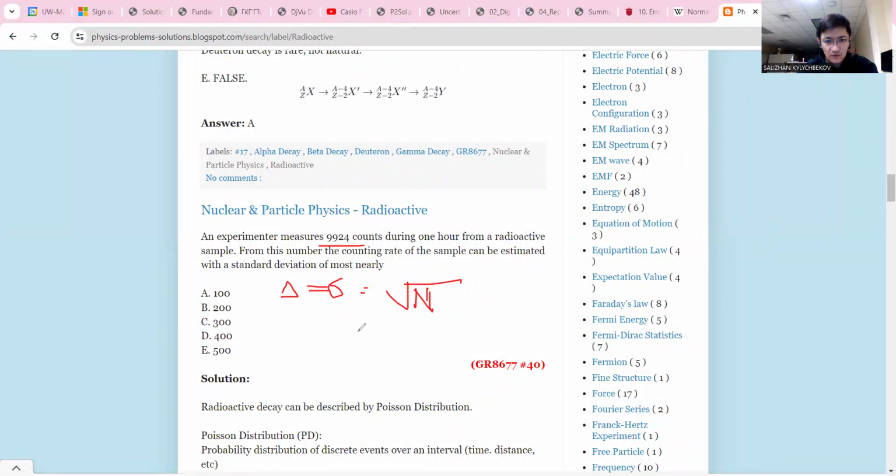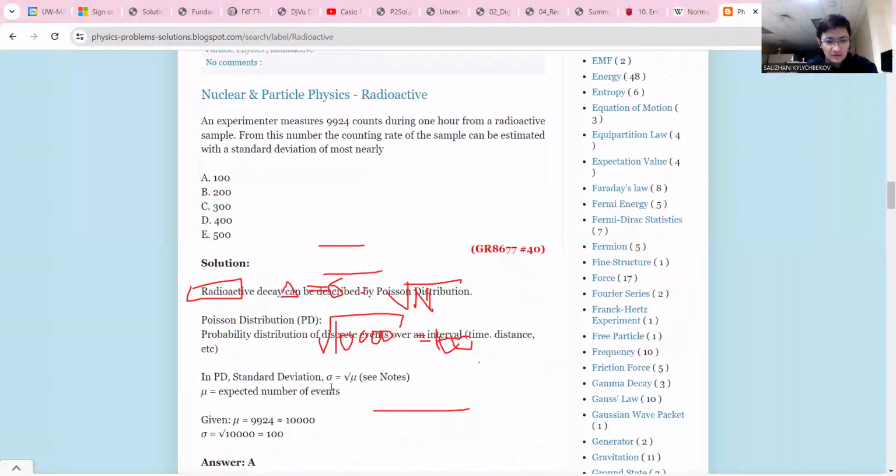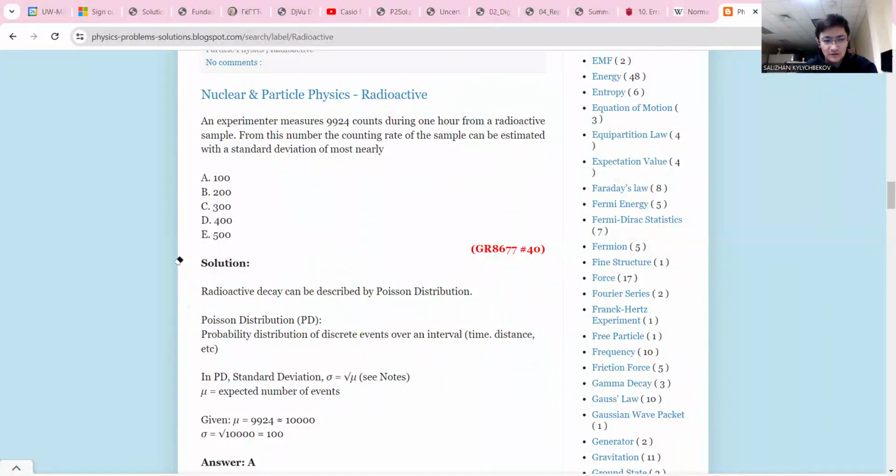So you have around 10,000 counts. Take the square root, it is around 100. Most nearly, A. Poisson distribution, the same thing. Standard deviation is the square root of n, the expected number of events. Mu is 10,000 and 100. Same thing. So you don't have to know this, but I'm just giving you some examples so that you are not confused or surprised too much.